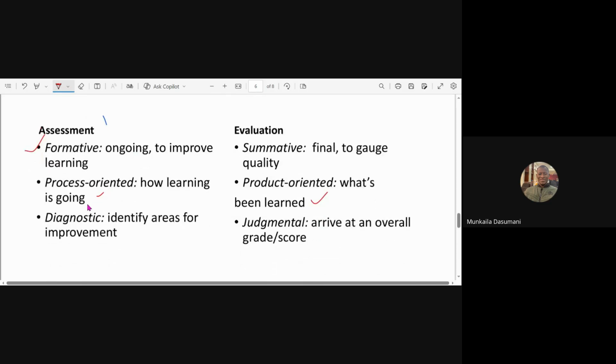Assessment is, I don't know, it's like the president is passing, there's too much noise here.